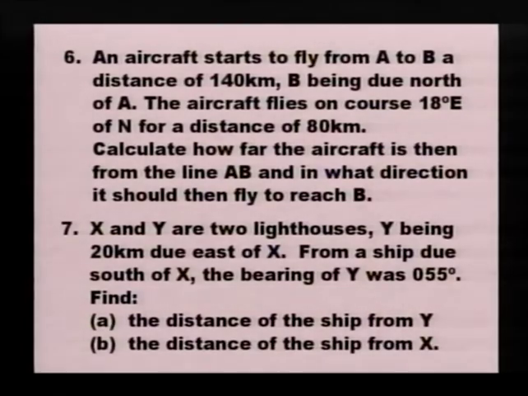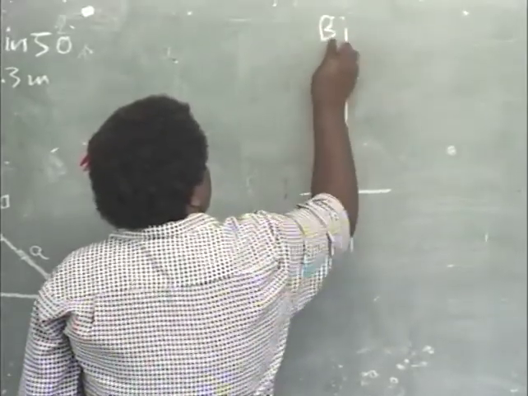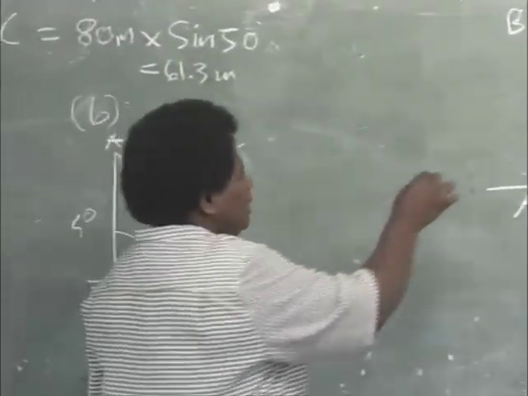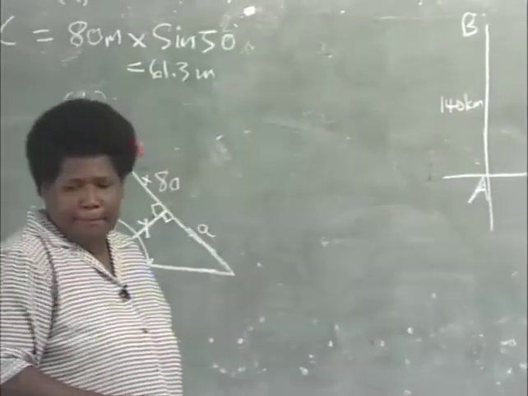Okay, I am going to draw the diagram for question 6, and then in our next lesson we'll do 7, 8, 9, and 10. Question 6 states that an aircraft starts to fly from A to B, a distance of 140 kilometers, B being due north of A. And B is 140 kilometers north of A.